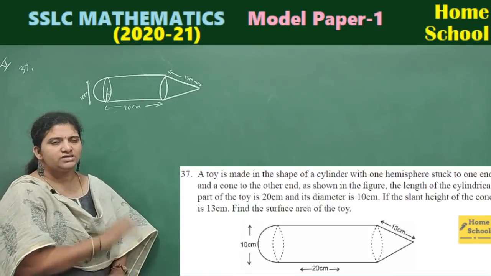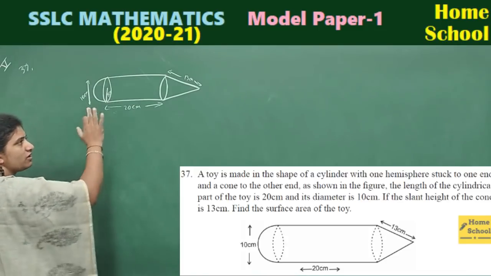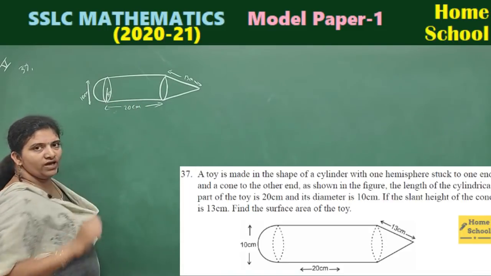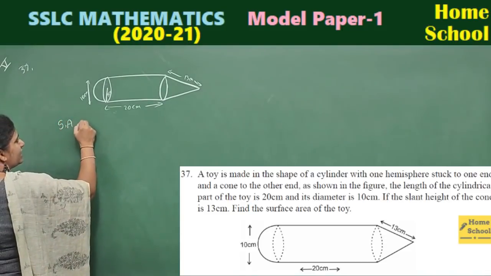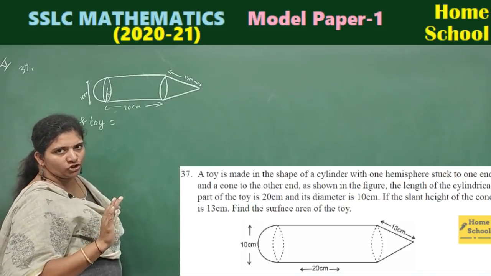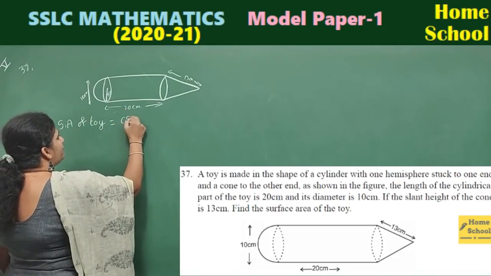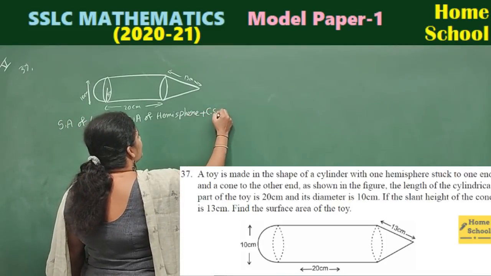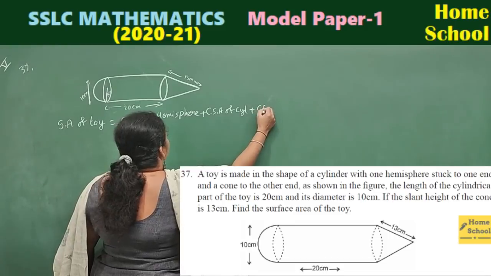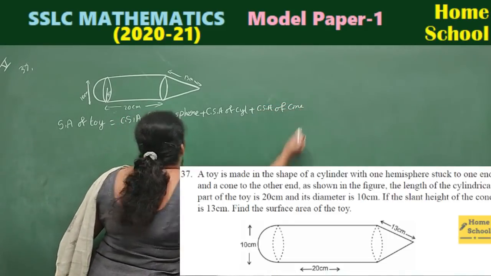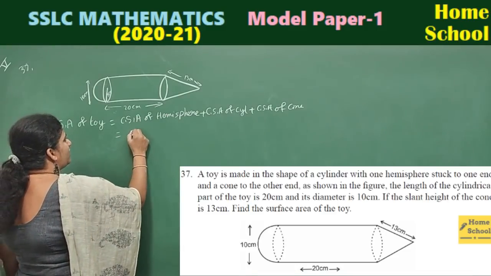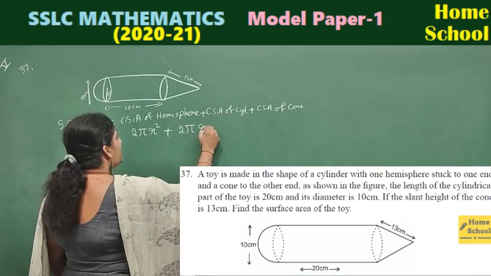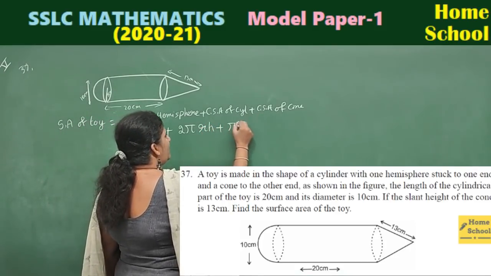Understand the figure carefully. Surface area of the complete toy. So what all solids can you see? CSA of a hemisphere, CSA of a cylinder, CSA of a cone. So finally you can write here, surface area of toy is equal to, I am writing all shortcuts, please write neatly, CSA of hemisphere plus CSA of a cylinder plus CSA of cone. Write the formulas. CSA of a hemisphere will be 2 pi r square. CSA of a cylinder, it will be 2 pi rh. CSA of a cone, pi rl.